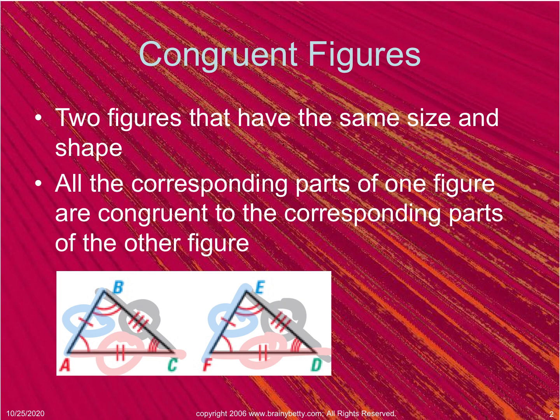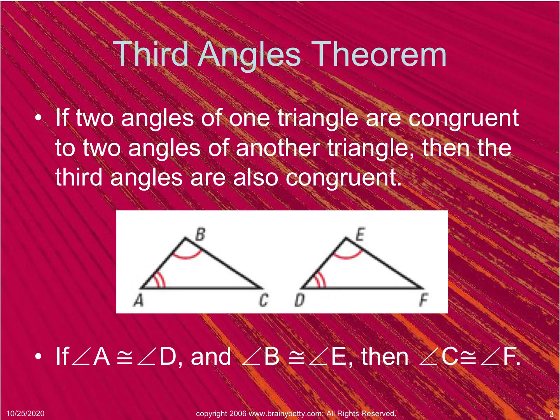The same thing applies to the congruent sign on the angles. So angle F is congruent to angle A, angle B is congruent to angle E, and angle C is congruent to angle D. We have the third angle theorem. So if two angles of one triangle are congruent to two angles of another triangle, then the third angles are also congruent. So all this is stating is that if angle A and angle D are congruent, and angle B and angle E are congruent, that means that angle C and angle F are congruent.